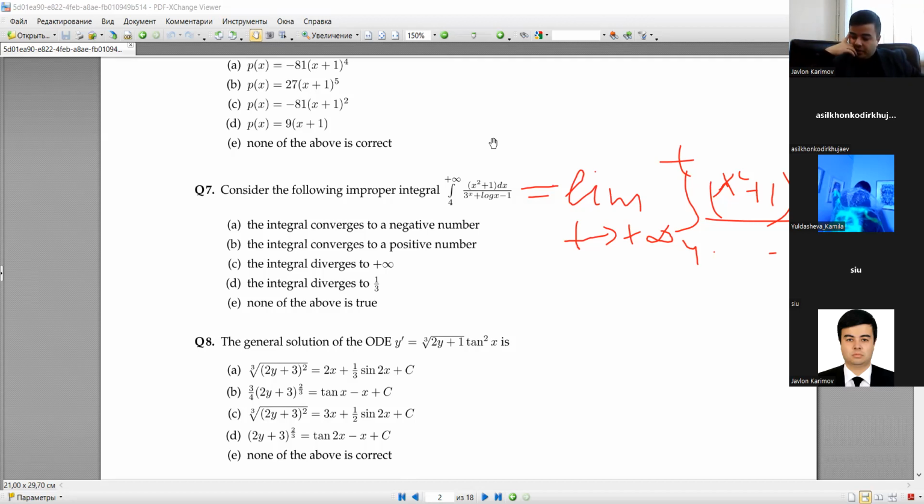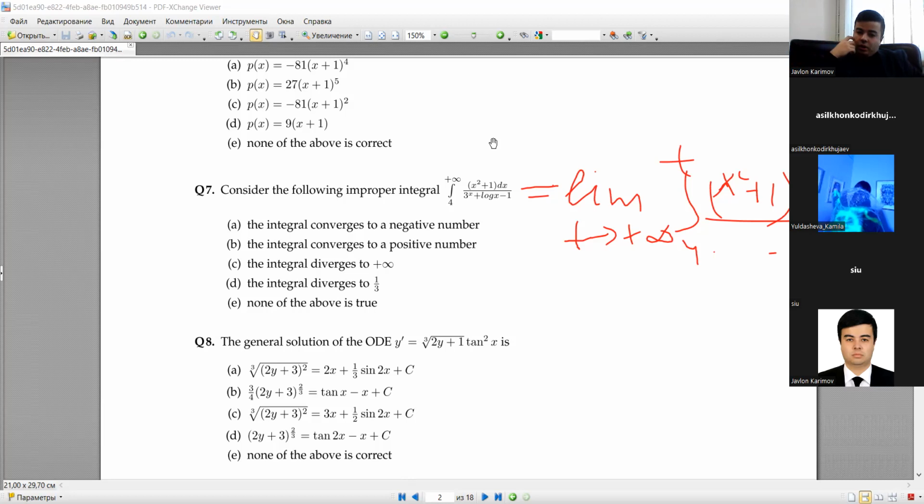If alpha is less than or equal to 1, it diverges. If alpha is greater than 1, it converges. Okay. Now this is called the harmonic integral. Yes. Now here we can compare it to the harmonic integral.